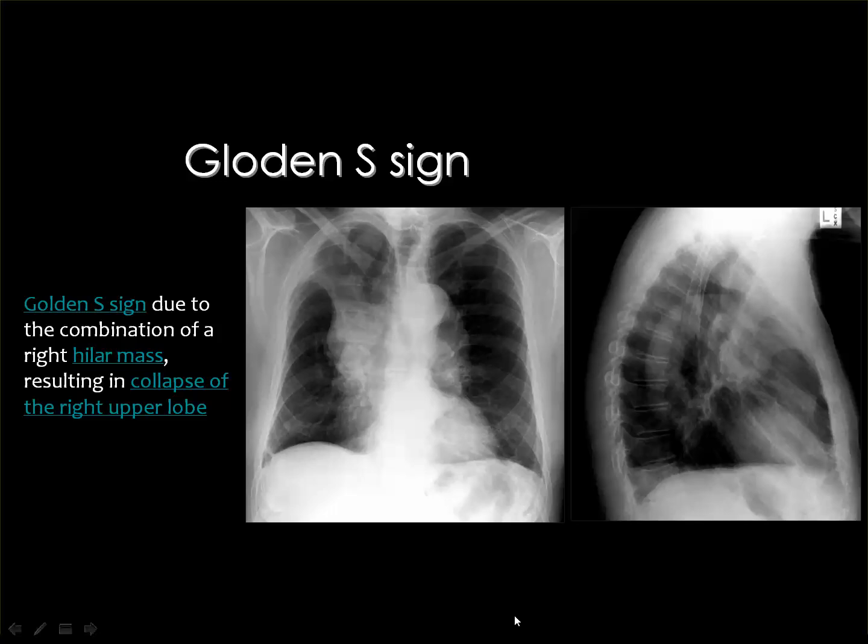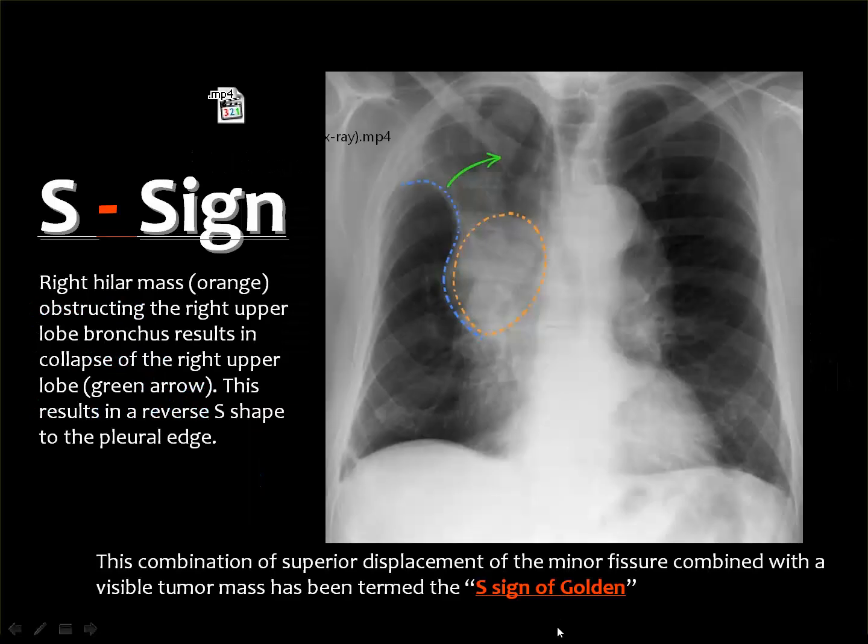And here is what is known as the sign of Golden, where you have a central mass associated with consolidation collapse of the upper lobe. And here is what is meant by the S sign. You see that the tumor mass and the edge of the collapsed upper lobe may form what looks like the letter S.